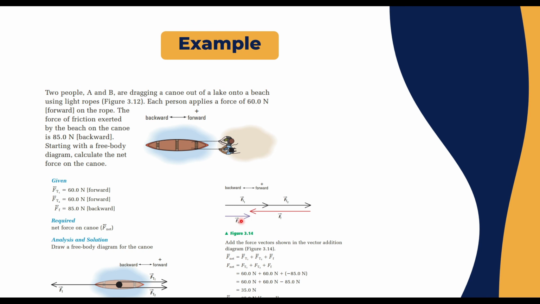Either you solve it graphically if you draw to scale, or you solve it by numbers. In this case, we know F net is Ft1 plus Ft2 minus F friction, as you can see, or you combine them all. F friction by direction is minus. That would give you 60 plus 60 minus 85 newtons, which gives you 35 newtons forward for the resultant force.